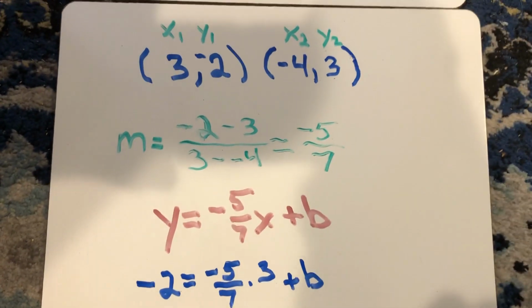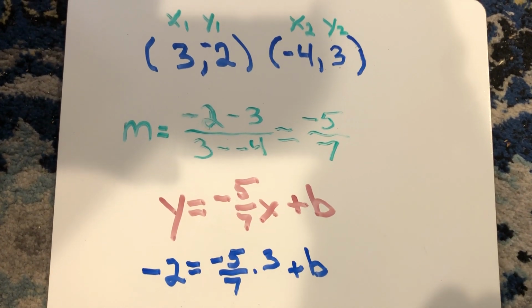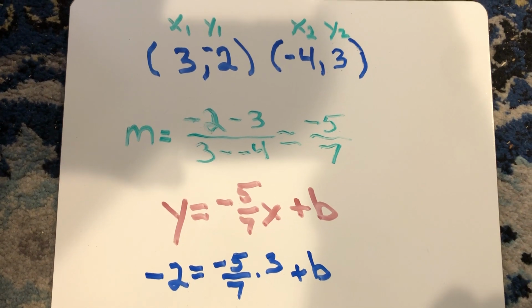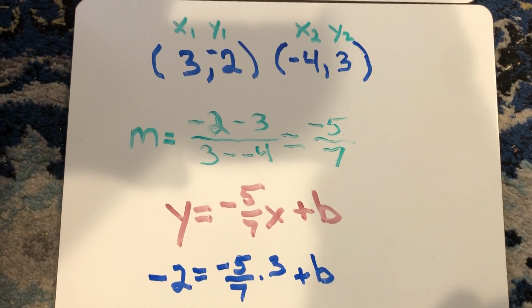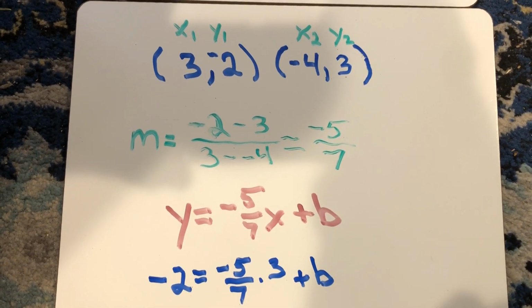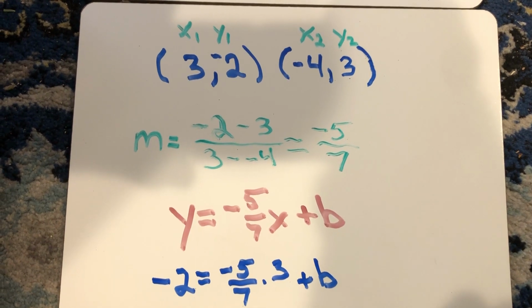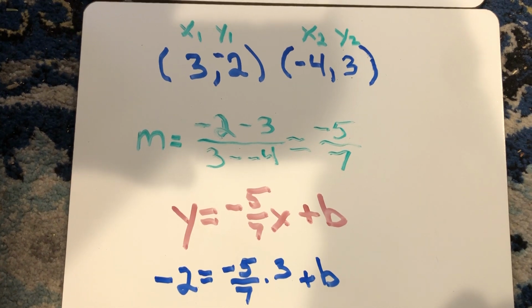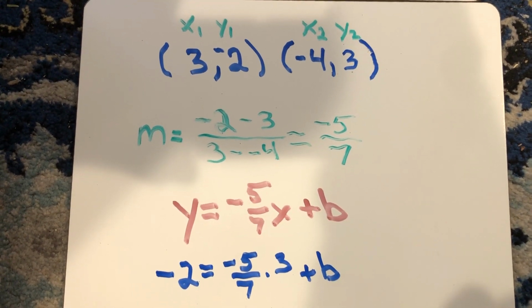When you're given the 2 points, in this case, we're given points 3, -2, and -4, 3. The best way to start this is to label the points. So you have x1 over the 3, y1 over the -2, x2 over the -4, and y2 over the 3. That allows us to set up our equation.